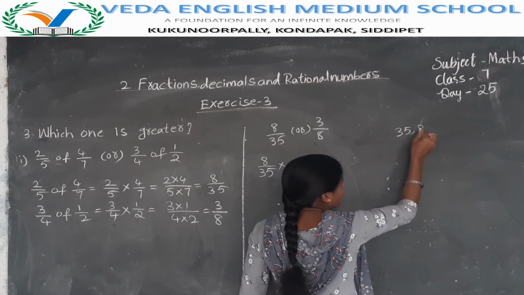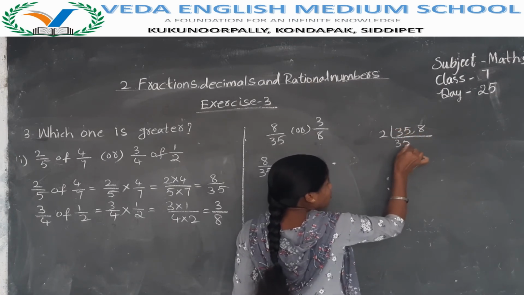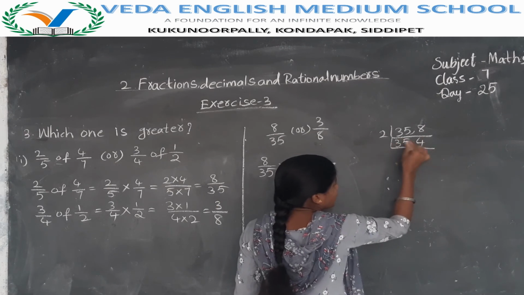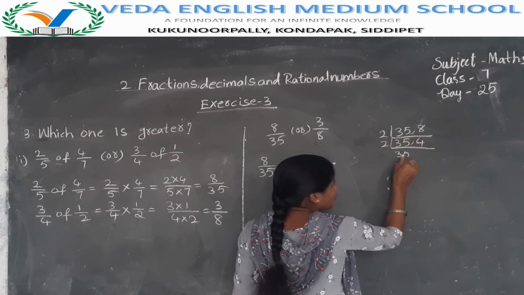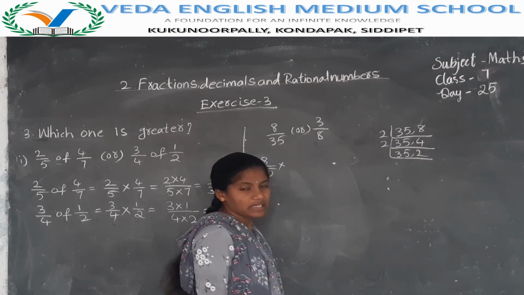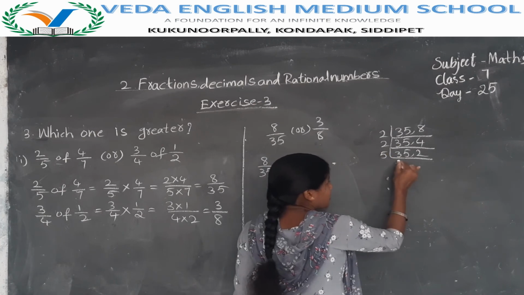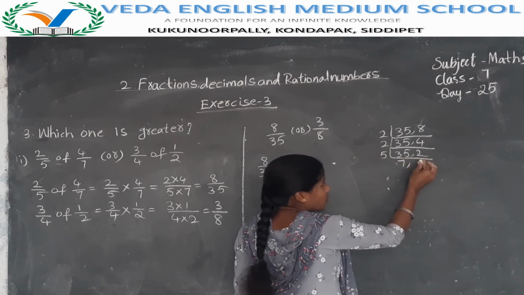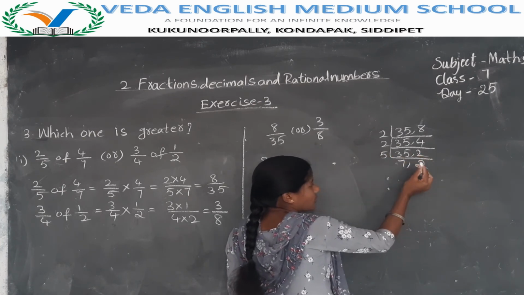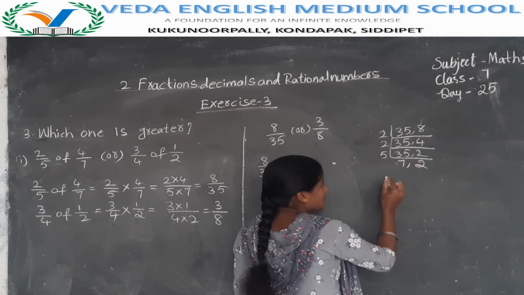8 and 35, both are now 2 table. 2 4s are 8. In 2 table, 35 is not possible. Again, we have to write as it is. 2 2s are 4. Now 2 is a prime number. Up to prime number, LCM is enough. Now 35. 5 7s are 35. In 5 table, 2 is not possible. You have to write like that. Now 2 is a prime number, 7 is a prime number. So up to here LCM is enough.